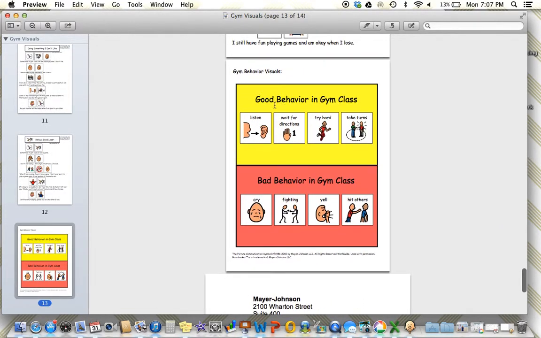Last is a specific gym good and bad behavior visual. We really want to clearly show our students what they should be doing and what they shouldn't be doing in a nice, structured visual way.